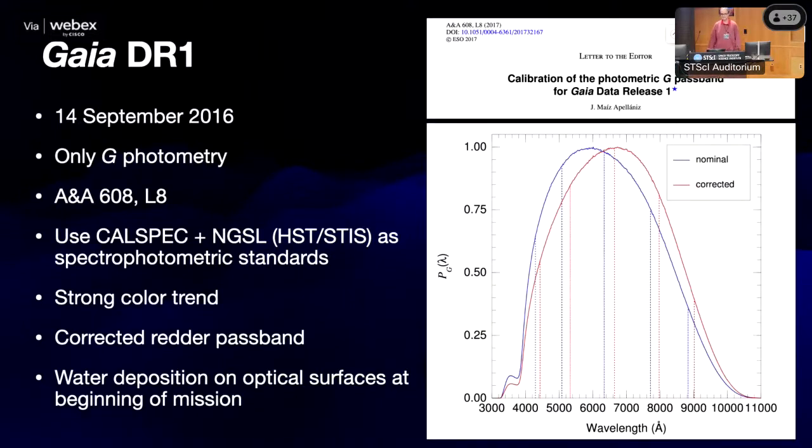So I did a very simple, quick and dirty analysis, and I published this in a letter. By just applying a simple transformation, I discovered that if you use a corrected passband that was redder than the nominal one, you got rid of that slope.